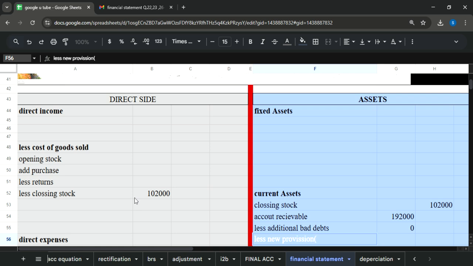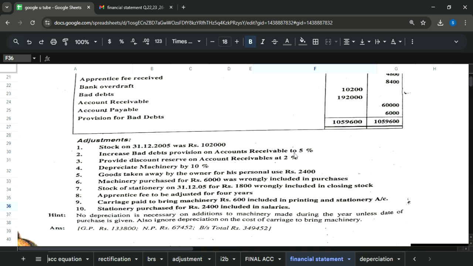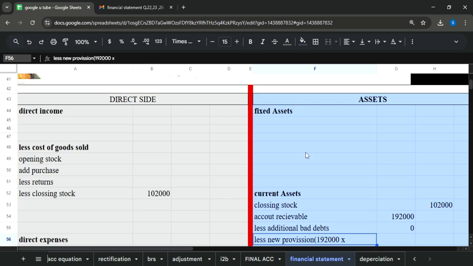And how will you calculate? Look, these were sundry debtors, 192,000, no additional bad debts, so it means 192,000 would be taken, and at this stage we will see how much rate of provision has been set, and it is 5%. You will be calculating 5%. Alright, now what I have said, 192,000 was the amount of debtors, and it was said to create provision for 5%.